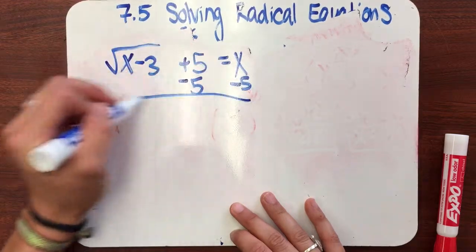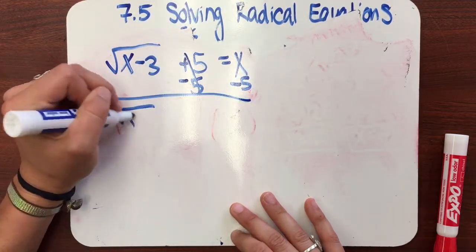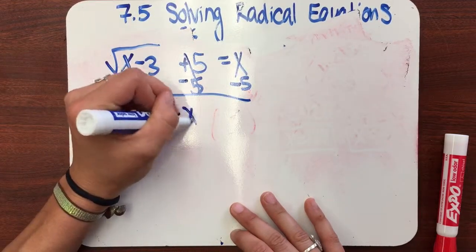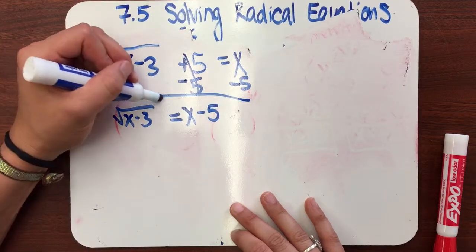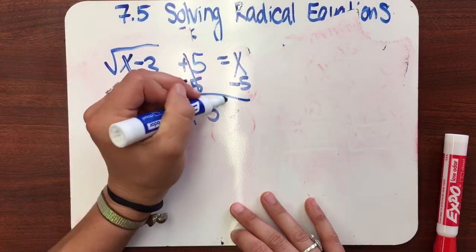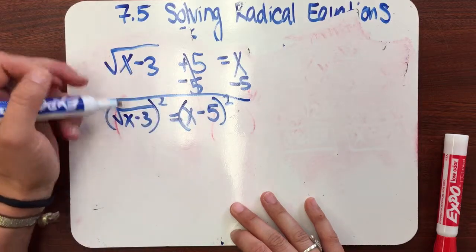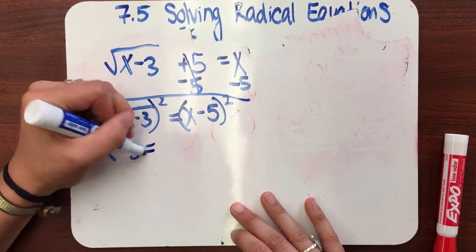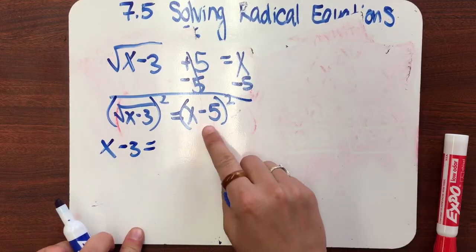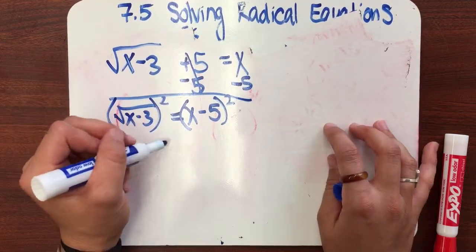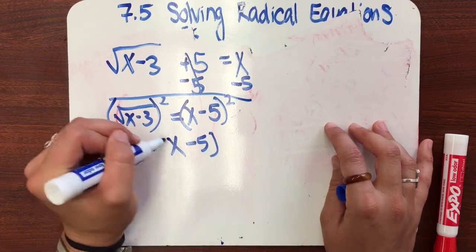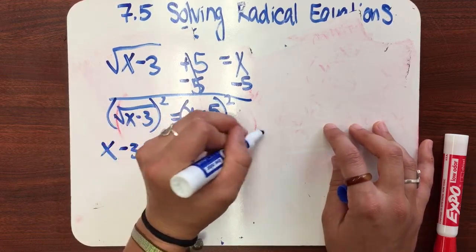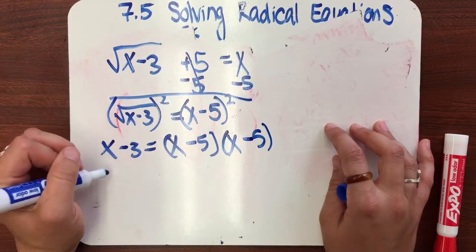We subtract 5. We have the square root of x minus 3 equals x minus 5. And then we'll square both sides here. When we do that, though, the square root and squared will cancel. So I have an x minus 3. But here, this is saying that I have 2 x minus 5s. So what you're going to have to do here is FOIL this right side out.